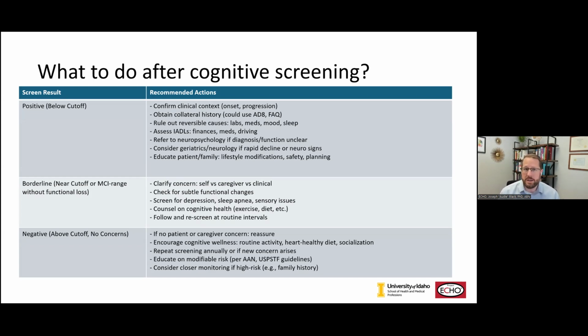Well, if it's a positive screening, broadly speaking, I'm going to argue we need to start to gather more info about the timing, the progression, alleviating and exacerbating factors. Again, always look for reversible causes of these changes, depending on what they're reporting to you. So, running your basic labs, looking at medications that can be contributing, looking at mood or sleep factors. And again, you can give assessments there.